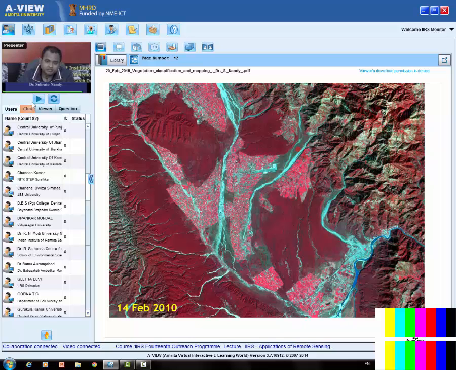There is one element called association. Riverine forests are all associated with the rivers, so they are found near the rivers only. I cannot expect a riverine forest in between the forest here or somewhere here. So again, association plays a very important role. Though the tone, texture, size, shape, everything is the same, because of the association, I can differentiate this from this.